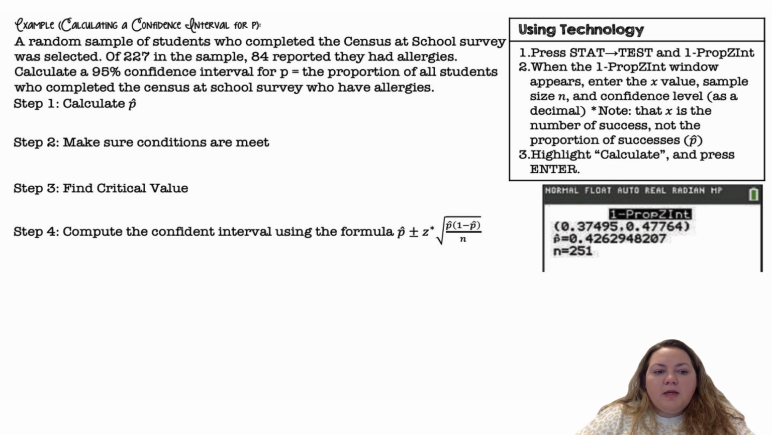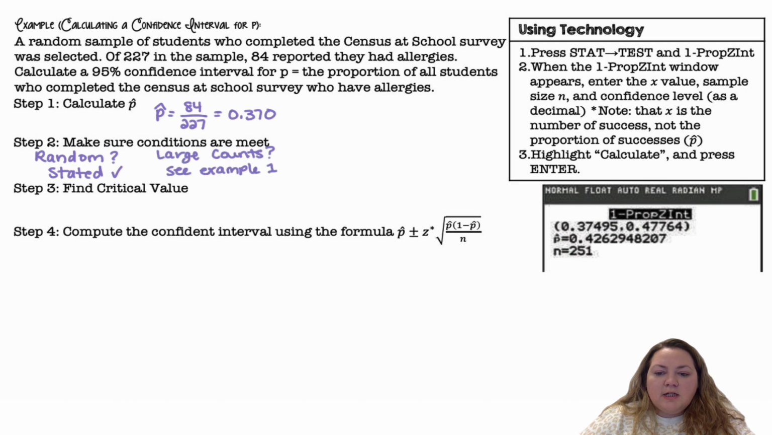All right, calculating a confidence interval for p. A random sample of students completed the Census at School survey. This is that same question from problem 1. Calculate a 95% confidence interval for p, the proportion of all students who completed the Census at School survey who have allergies. So calculate p hat. p hat is 84 out of 227, which works out to be 0.370. Make sure the conditions are met. Random was stated, and large counts we checked in example 1.